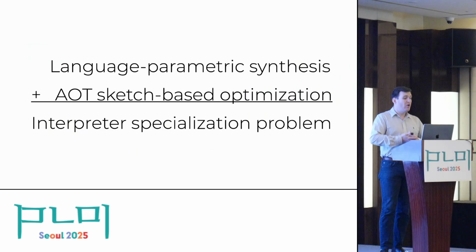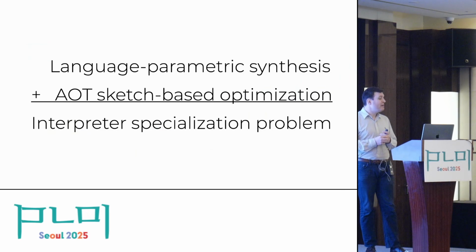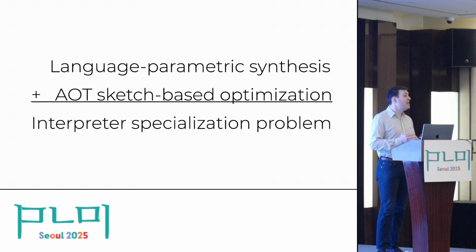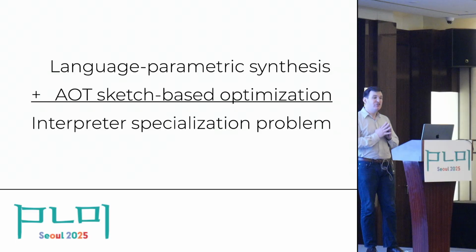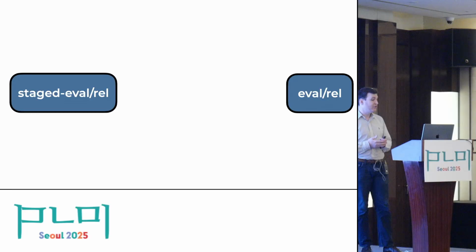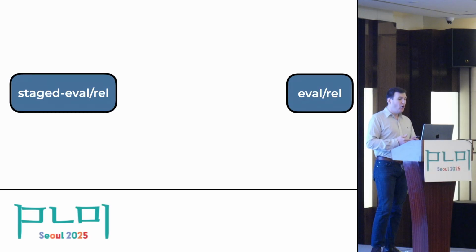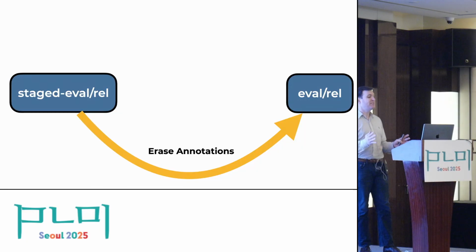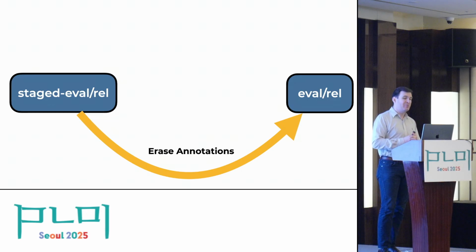The other thing that I wanted to tell you is that if you're doing language parametric synthesis and you're trying to do some ahead of time optimization based on a given sketch of the program, then what you fundamentally have is an interpreter specialization problem. And in order to specialize to that sketch, your specializer needs to understand the semantics of the language. And if you're in that sort of situation, what you should do is you want somehow to get the code that performs these two tasks from one representation of the language semantics.